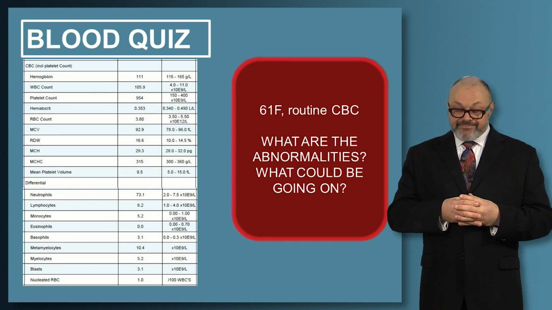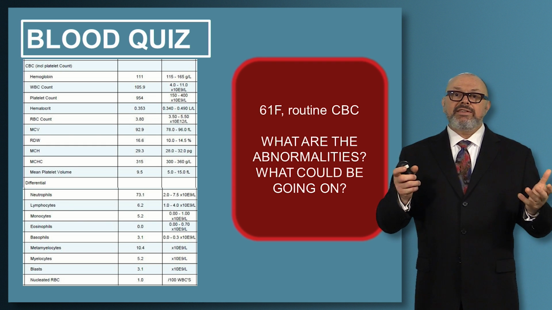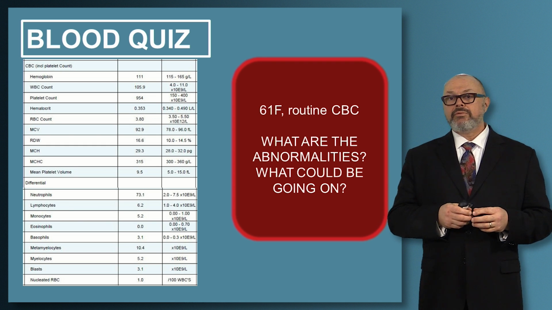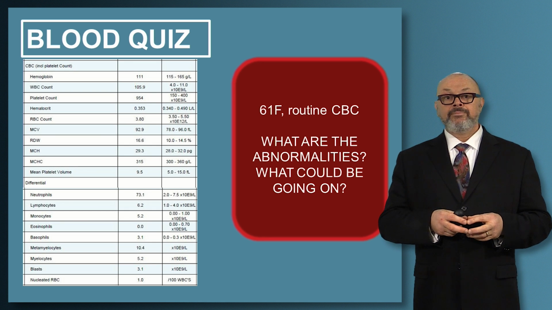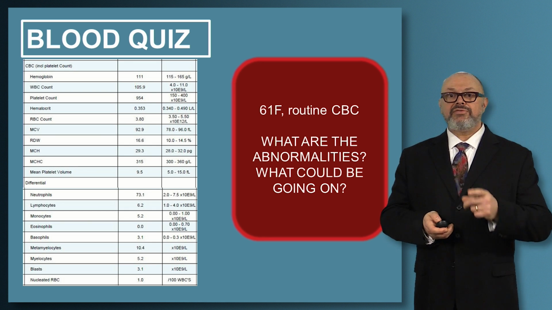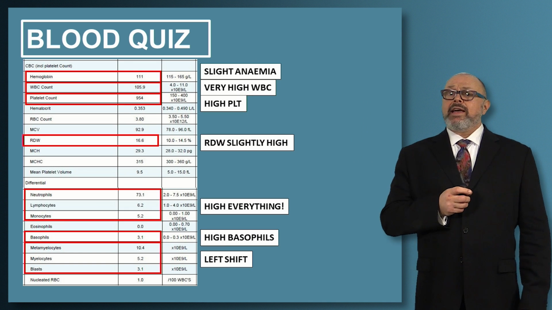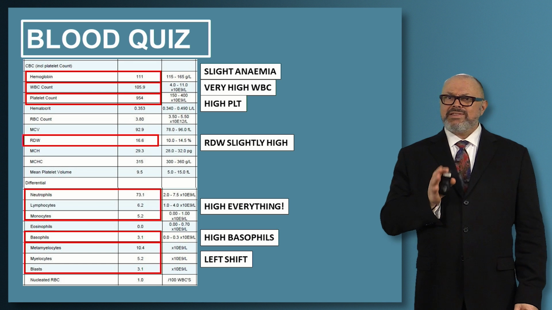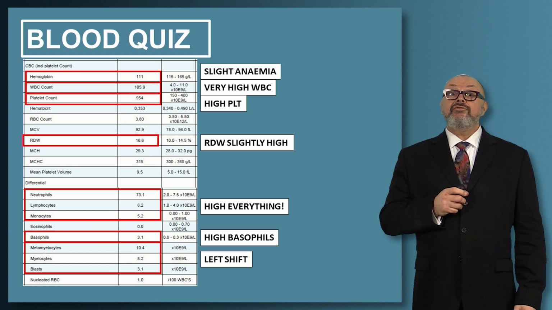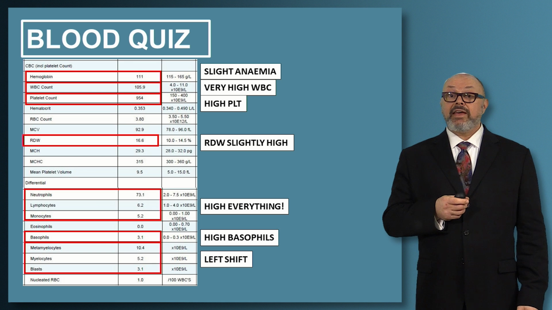Okay, here's another one. This is a 61-year-old woman who had a routine CBC when she visited her family doctor for an annual checkup. Have a look at her CBC and see if you can figure out what's going on. Pause the video. And here we are. This is a very abnormal CBC. She's got quite slight anemia, but a very, very high white blood cell count, and also a high platelet count.